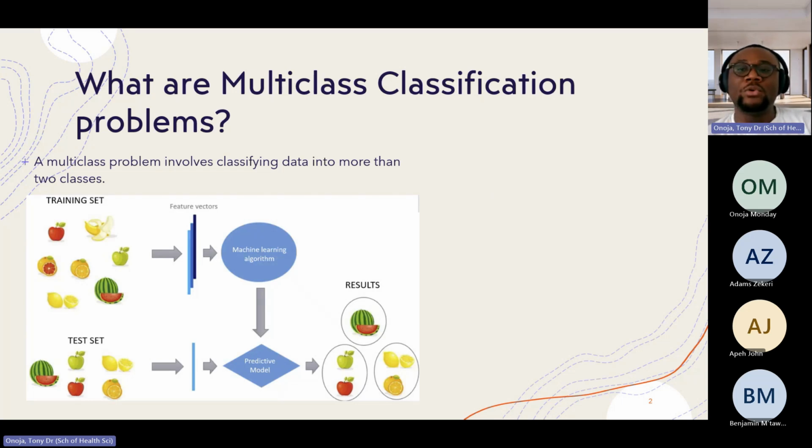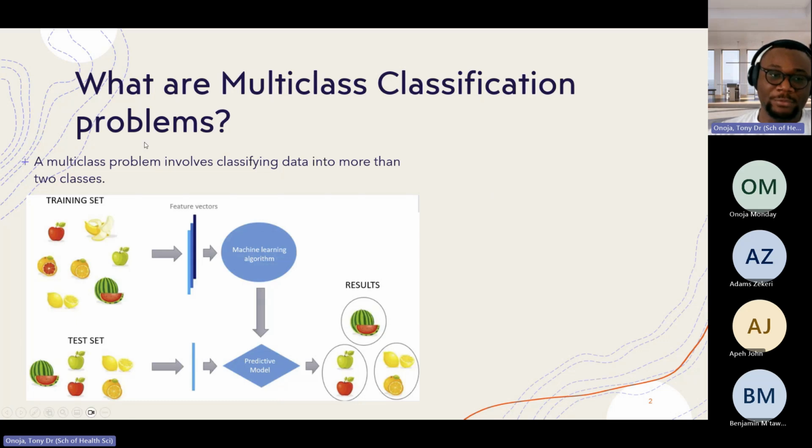So in this case, you're going to be looking at a much more complex problem that has maybe three, maybe four, maybe five classes. In fact, there are situations where you can have even up to 1,000 classes to classify. That will be so complex.